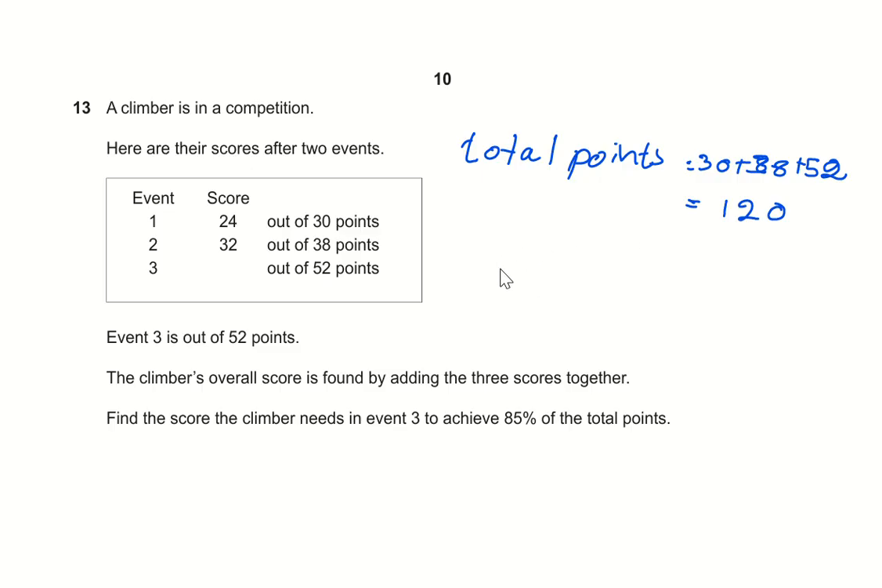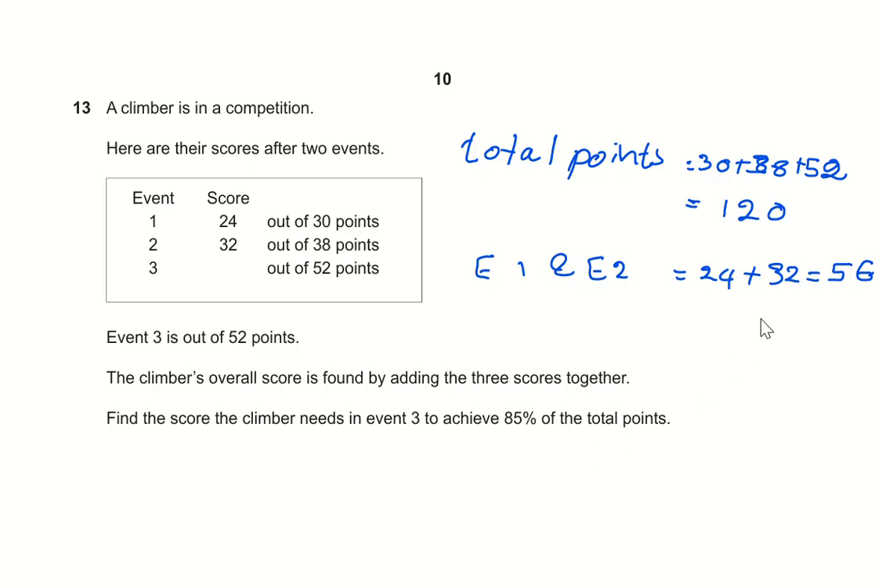So they already got points for event 1 and 2. For event 1 and event 2, he got 24 and 32. If I add these together, 24 and 32 is 56. They already got 56. How many more points does he need to get 85% of the total points?